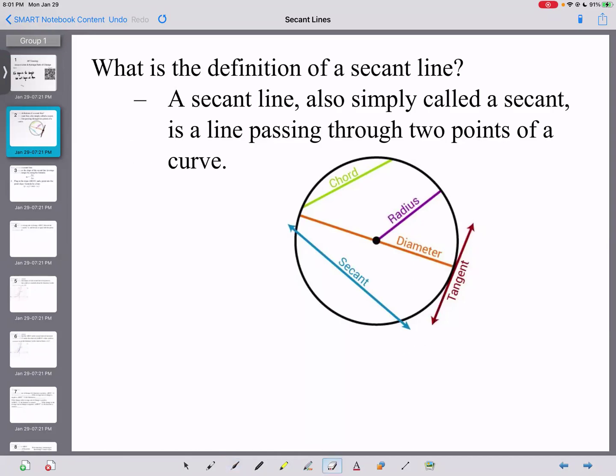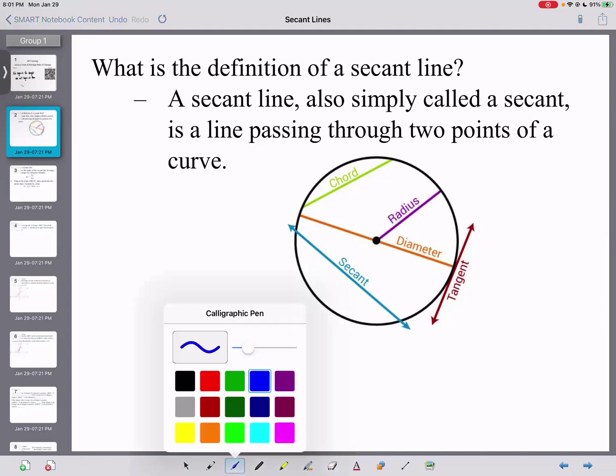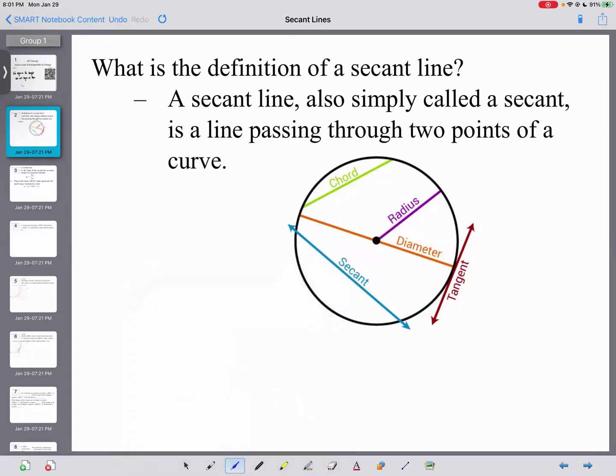What I will not be saying a lot of is diameter, radius, or chord, but those are words that are normal when dealing with circles in particular. A chord would be very similar to a secant line, except that it has endpoints on the circle, whereas a secant line would pass through it. So secant line, again, is a line that passes through 2 points on a curve.